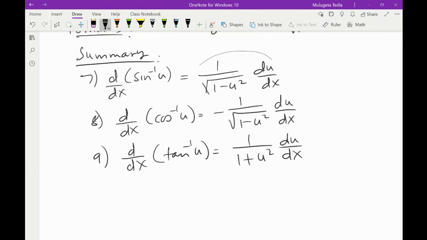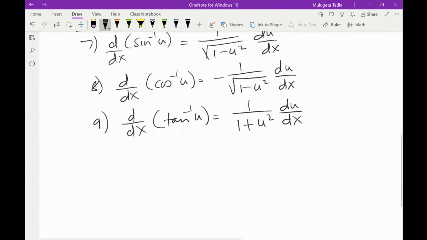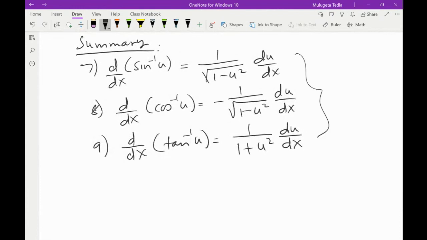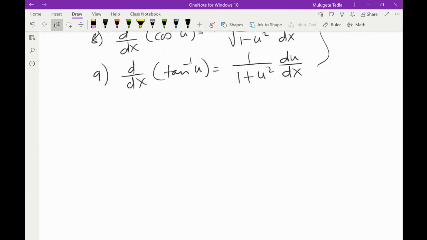It looks exactly like this, but with a negative sign. The tangent is completely different. There is no radical, and it's the sum of 1 plus u squared. These are additional formulas to the things we have done up to now.